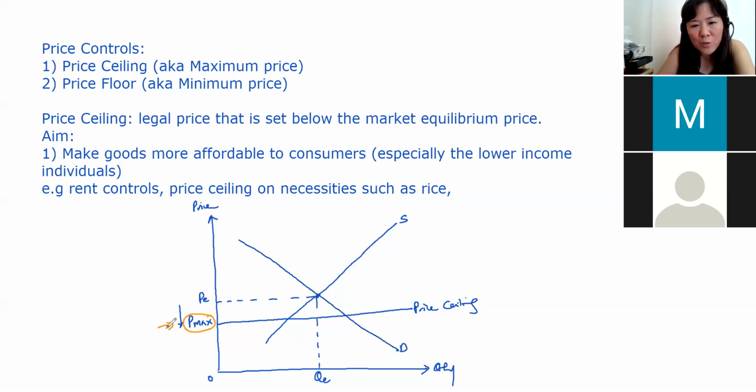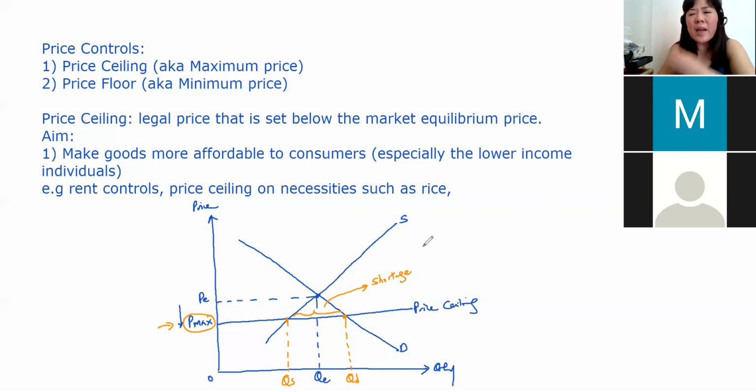When you look at the corresponding demand and supply curves, the corresponding demand is at QD, whereas the corresponding supply, when you dot it over to touch the supply curve, is at QS. So the effect of the price ceiling is what we call a shortage. This part here, where the quantity demanded is greater than the quantity supplied, results in a shortage.